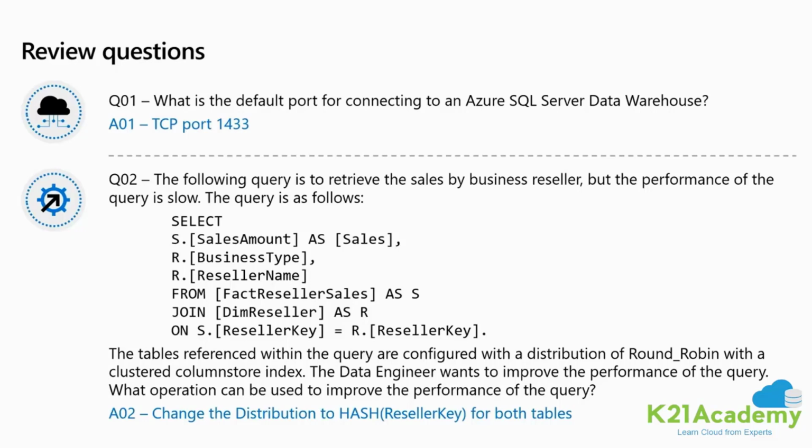Two questions over here. Which port do we use to connect to Azure SQL Server Data Warehouse? The answer will be 1433. And in the second question, there is a table syntax and the queries are running slow. So what can we do? Partitioning. When we talk about partitioning, we can do hash-based distribution of data with the help of a hashing column, and that column can be ResellerKey for both the tables. So the answer will be: change the distribution to HASH(ResellerKey) for both the tables.